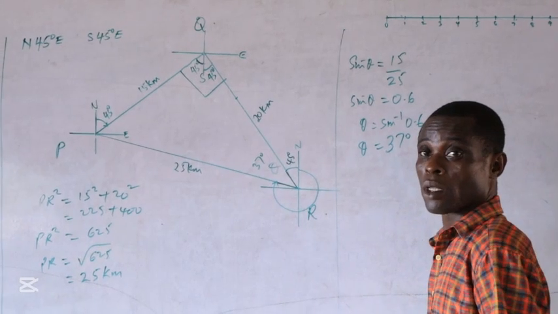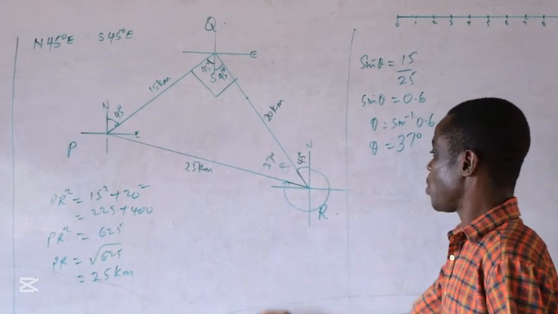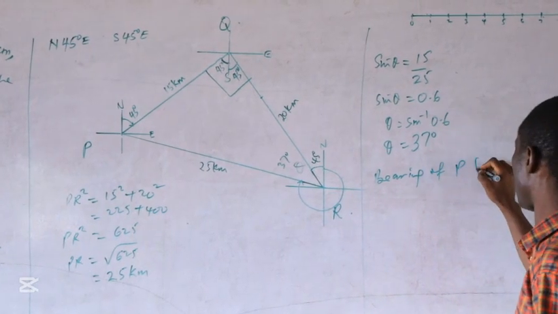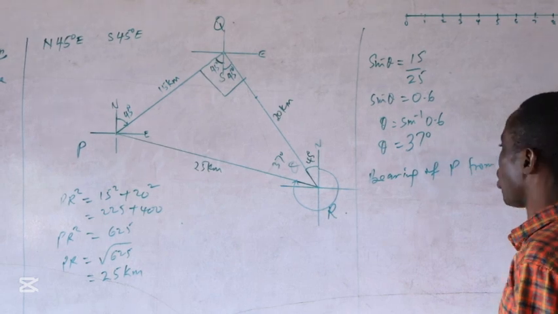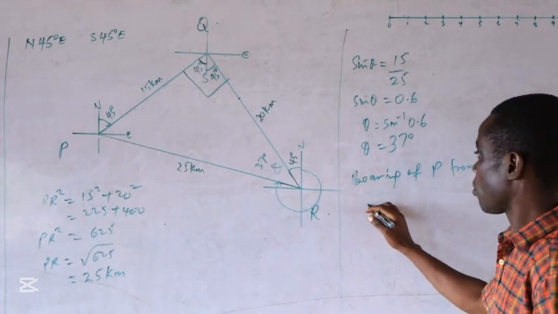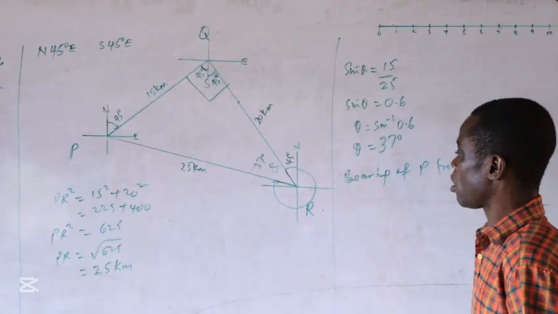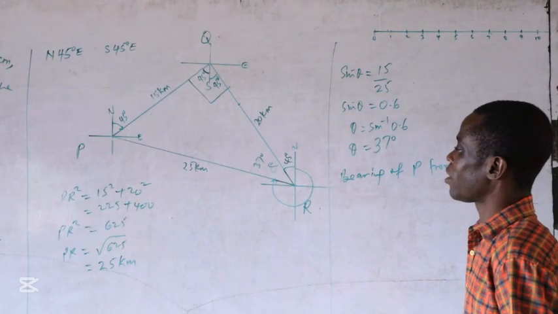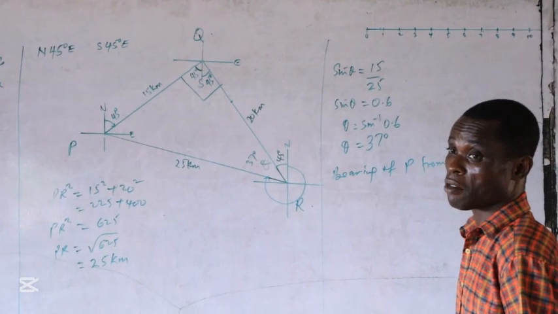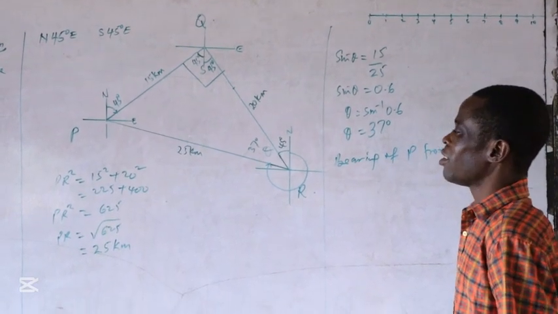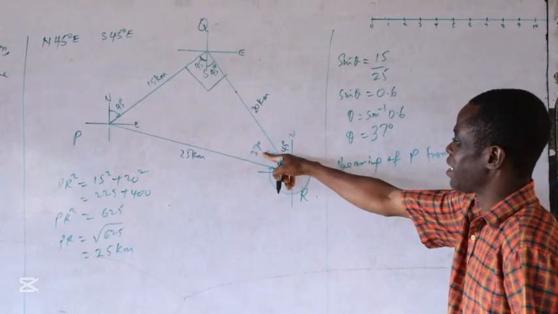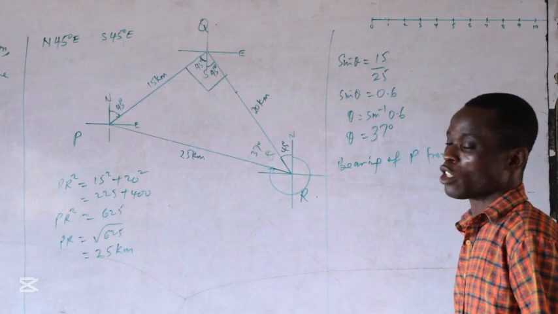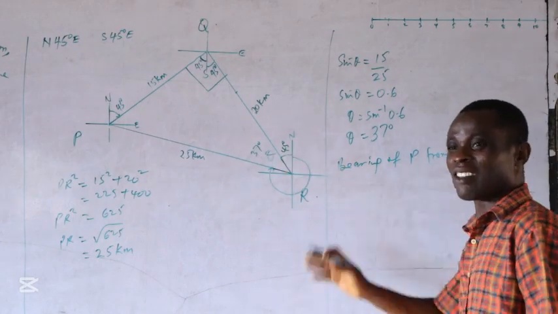Now the bearing. Bearing of P from R is what? 278. How did you get it? 360 minus bracket 37 plus 45, because it remains 37 and 45 to get to that 360.